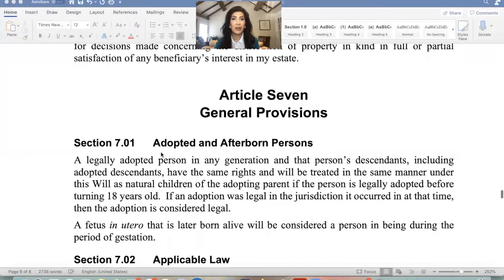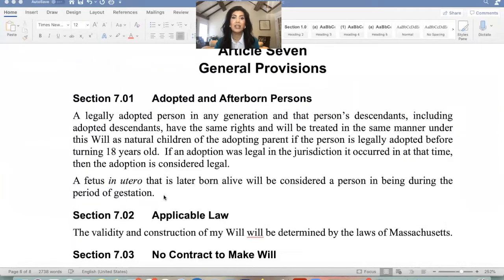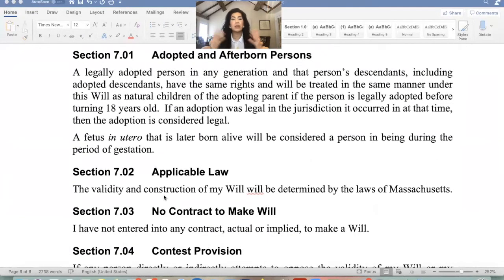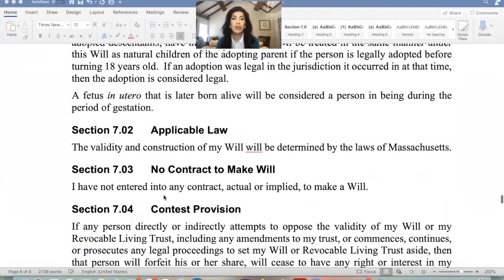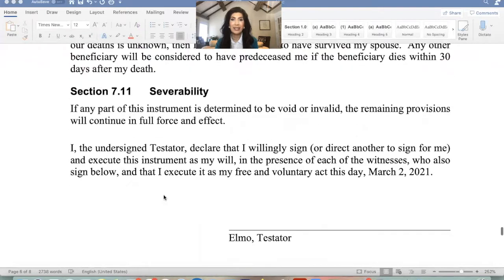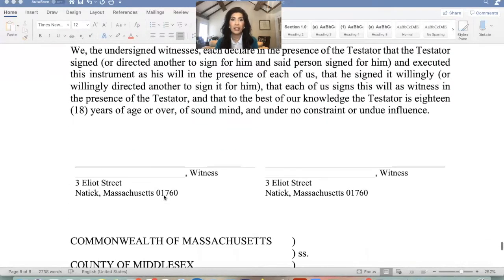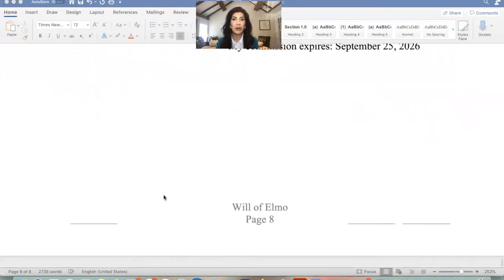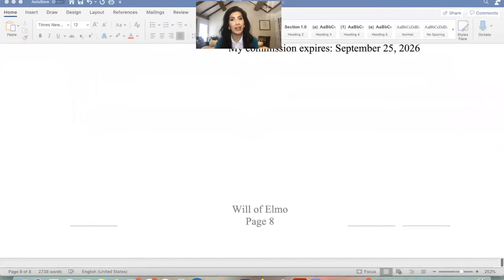And then the last article is just definitions again. We want to make it clear that no one has any confusion in regards to what a word means, what a sentence may mean, what an article means. So just clearing that all up so that no one can ever have any confusion. And that is your will. So it's a much simpler document as compared to the trust, but a very important one nonetheless.